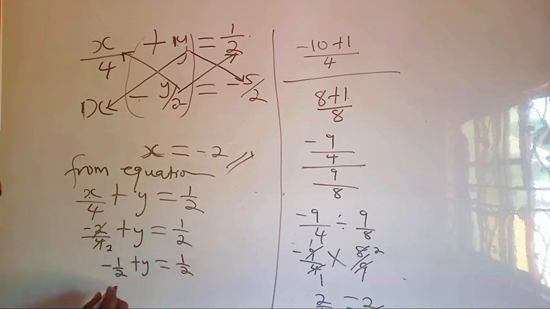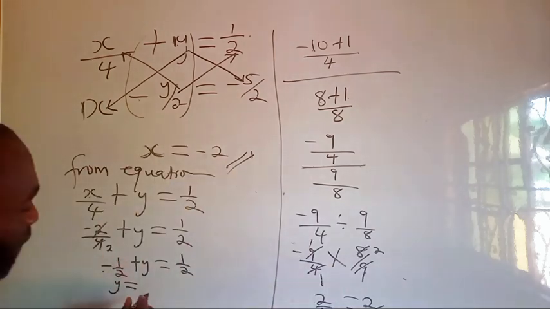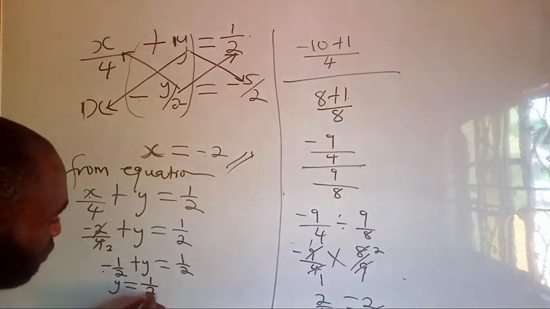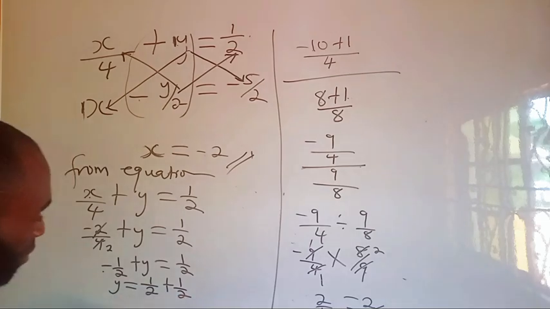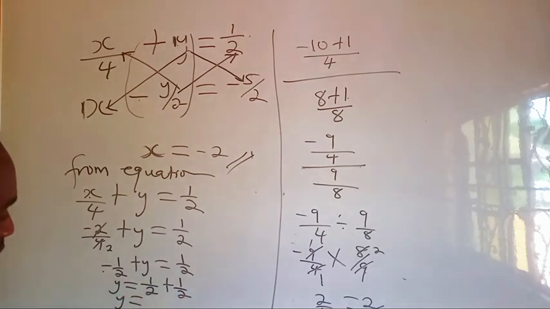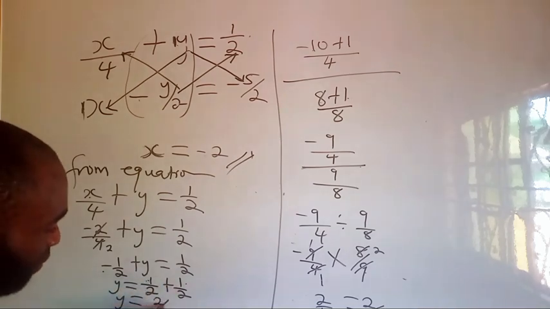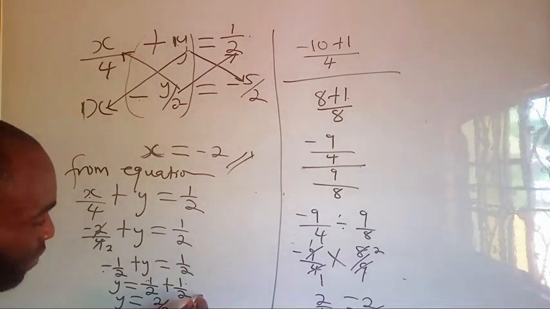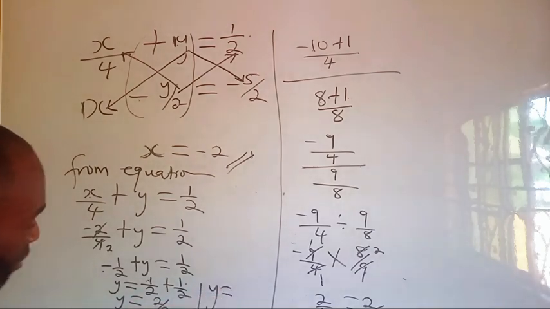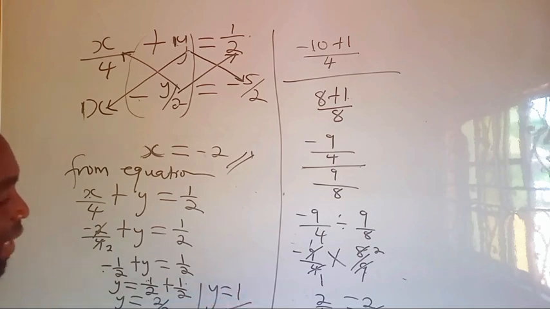So y now will be equal to, we collect like terms. Taking this minus sign to the other side will change it to plus. And that will give us 1 all over 2 plus 1 all over 2. So your y now will be equal to, in fractions, when denominators are the same, we add the numerators and take the common denominator, right? So 1 plus 1 is 2 all over 2. So y will be equal to 2 divided by 2, which is what? 1.